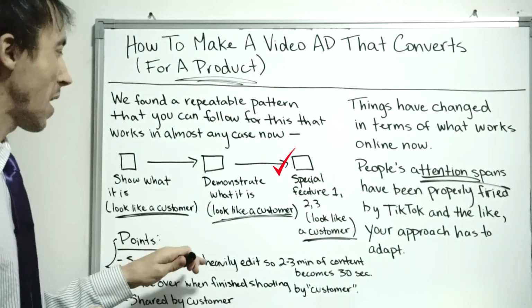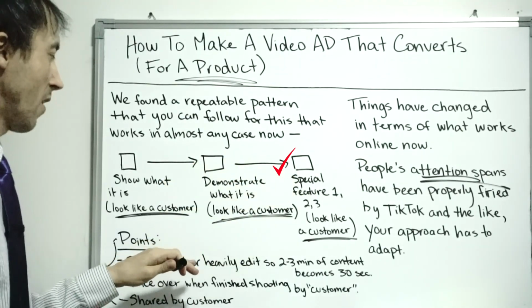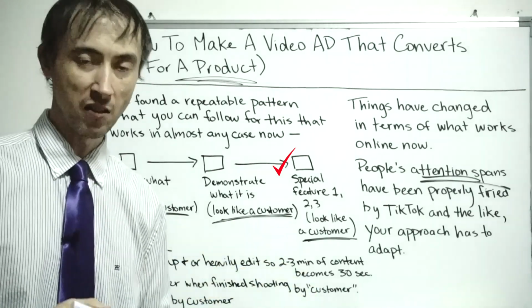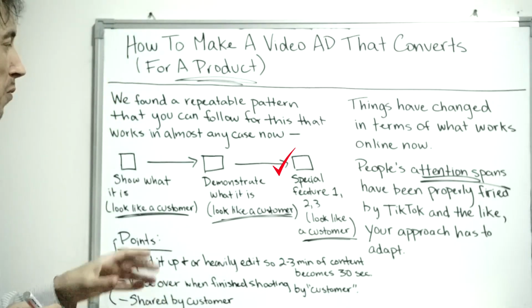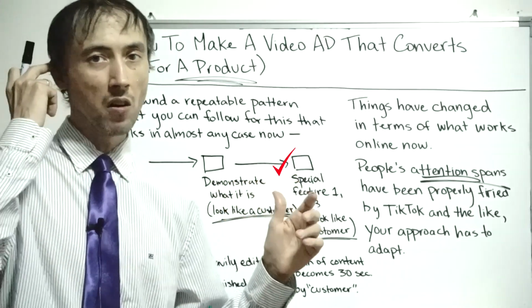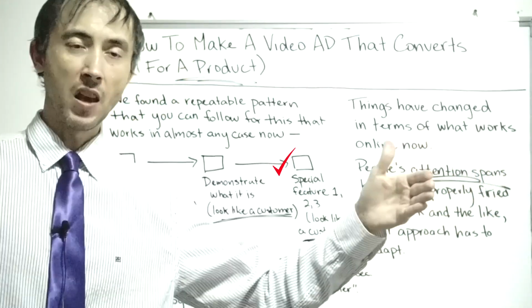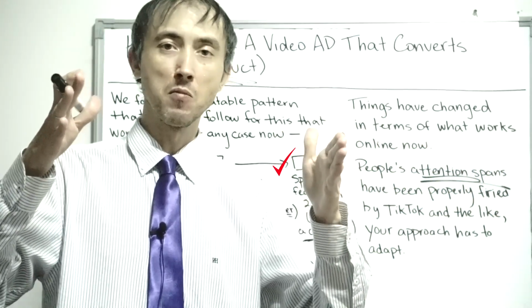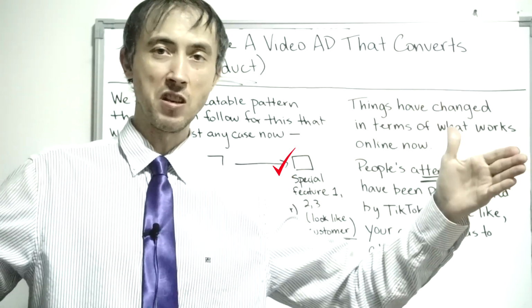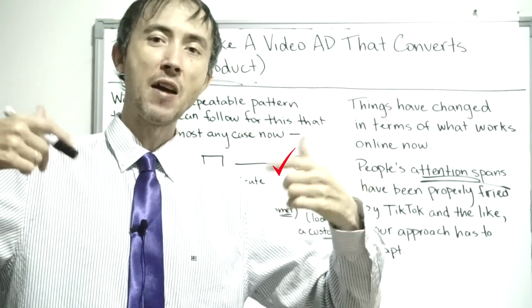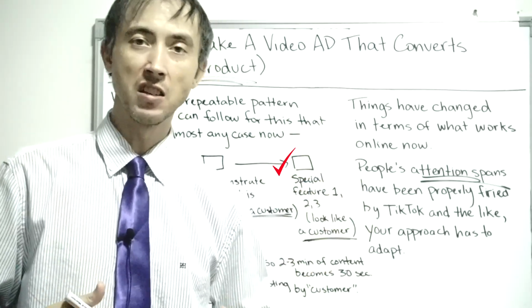You need to speed up the video that you've shot or heavily edit it, so 2 to 3 minutes of content becomes 30 seconds of content. Normally we'll do both. We'll shoot 30 seconds of some guy throwing the football or whatever, and then we'll use the best 5 seconds of it, the most entertaining 5 seconds of the 30 seconds. Then furthermore, we'll speed up the 5 seconds, so it's really 3 seconds of content.